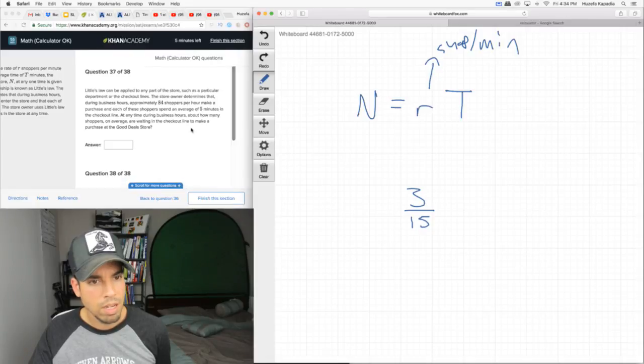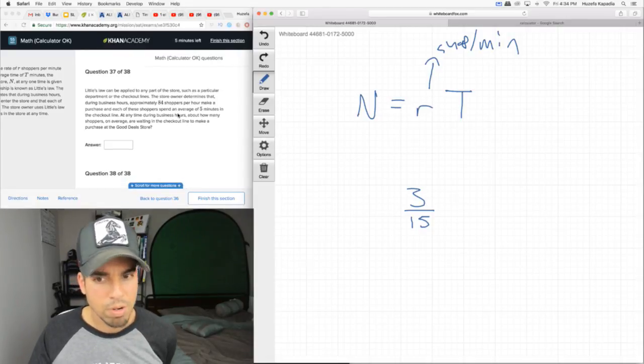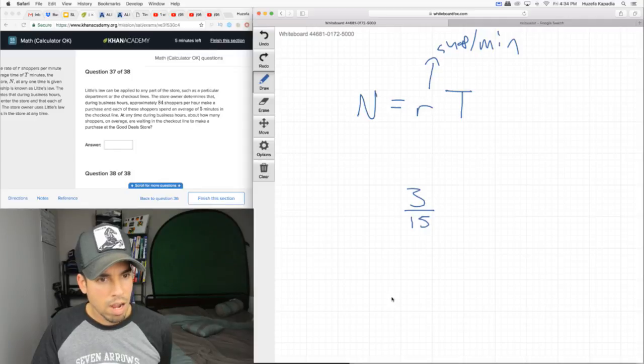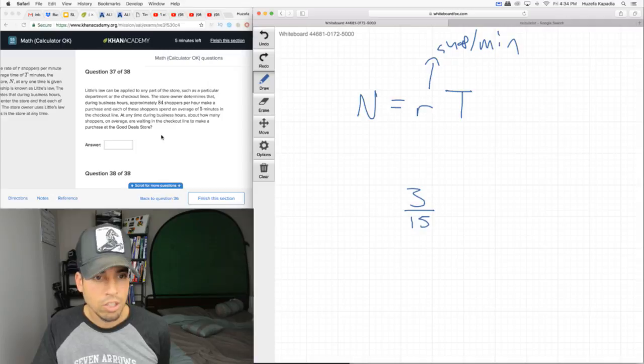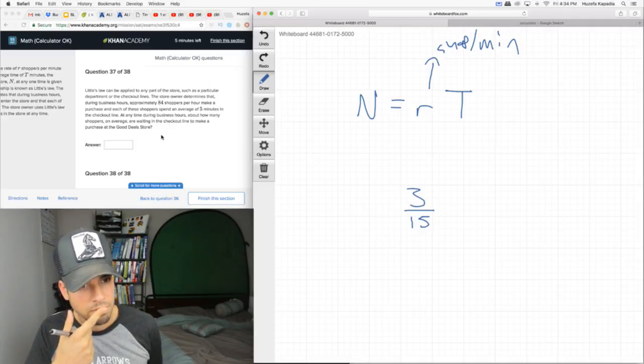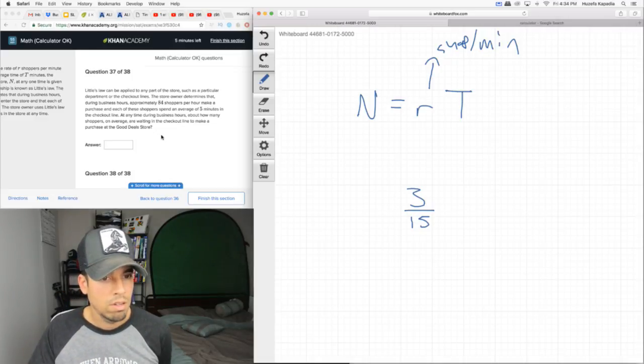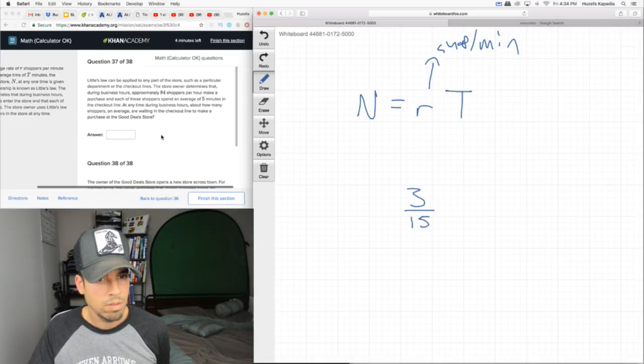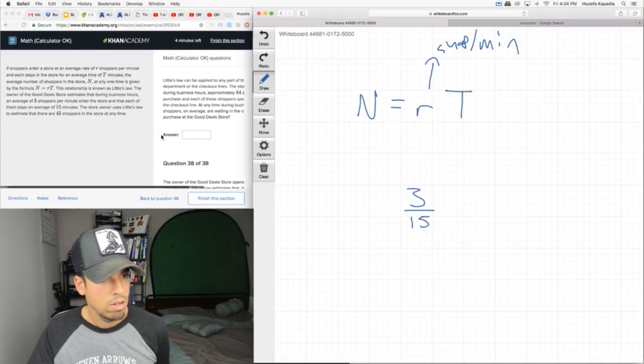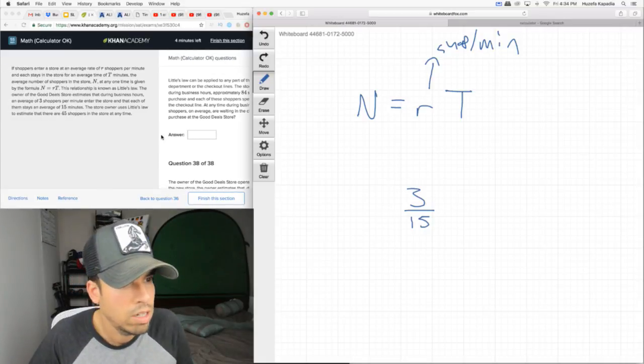Let's read this question. Can be applied to any part of the store. The store owner determines that during business hours, approximately 84 shoppers per hour make a purchase. And each of these shoppers spends an average of 5 minutes in the checkout line. At any time during business hours, about how many shoppers are on average waiting in the checkout line to make a purchase? Okay, hold on. Are waiting in line.